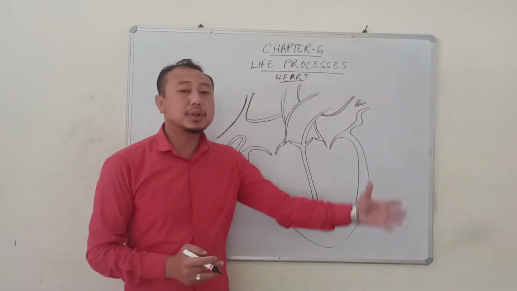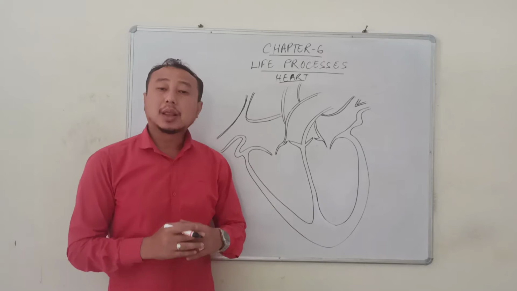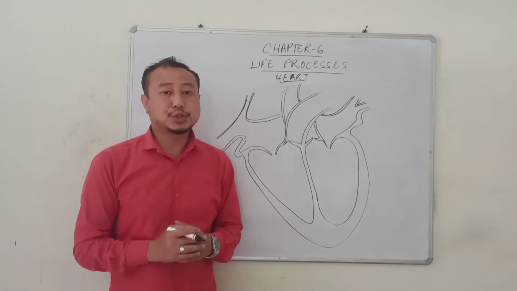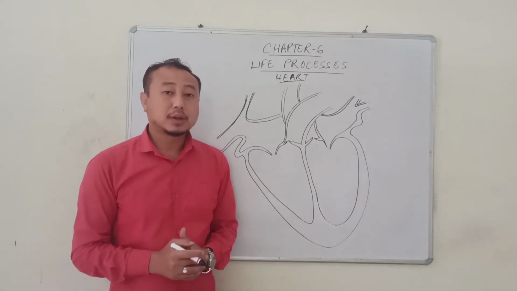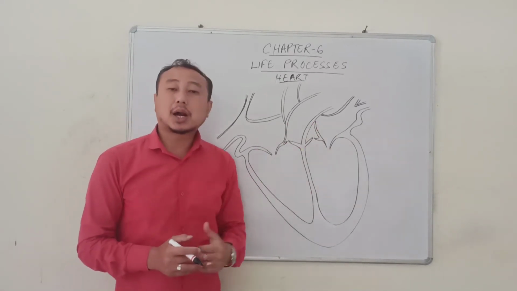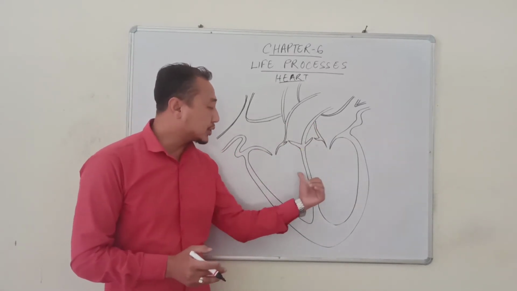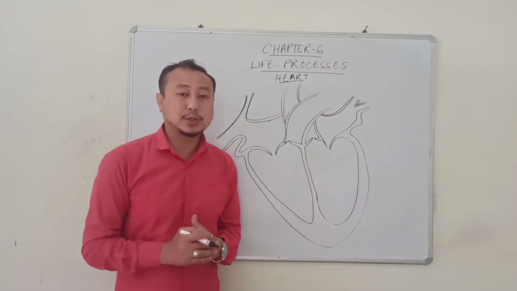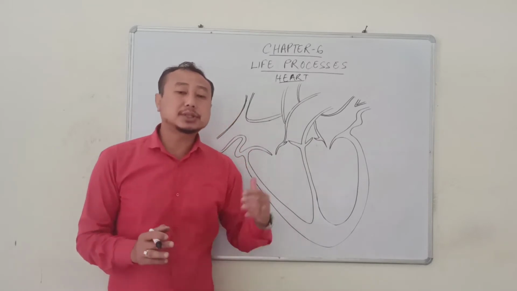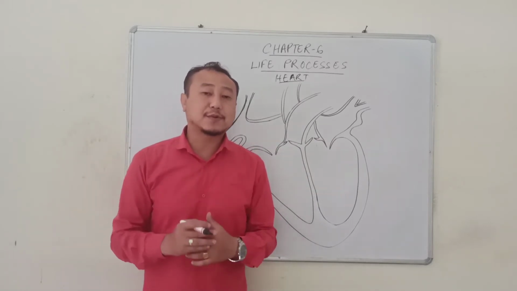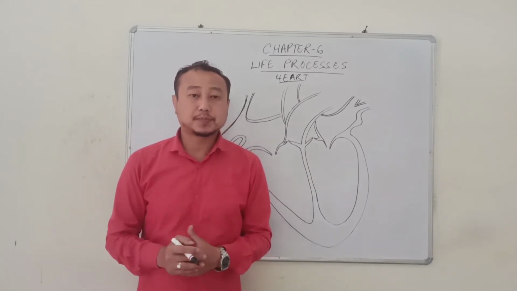So this is one simple diagram of the human heart. The human heart is divided into four chambers, two in the upper portion and two in the lower portion. The two chambers in the upper portion are known as the atrium, while the other two chambers in the lower portion are known as the ventricle. When you observe this diagram, you have to assume that this is the heart of a person standing in front of you, facing towards you.